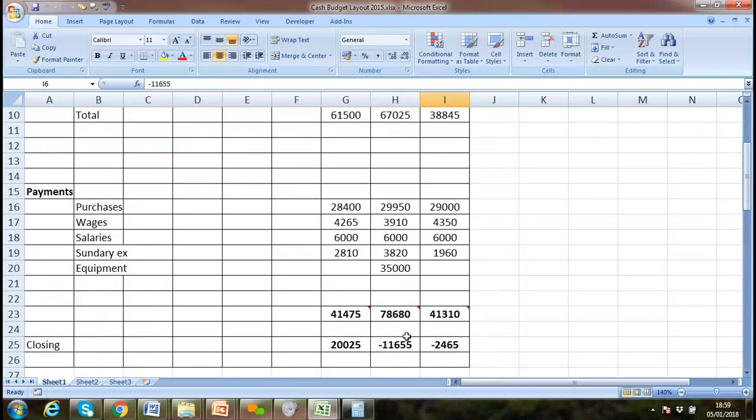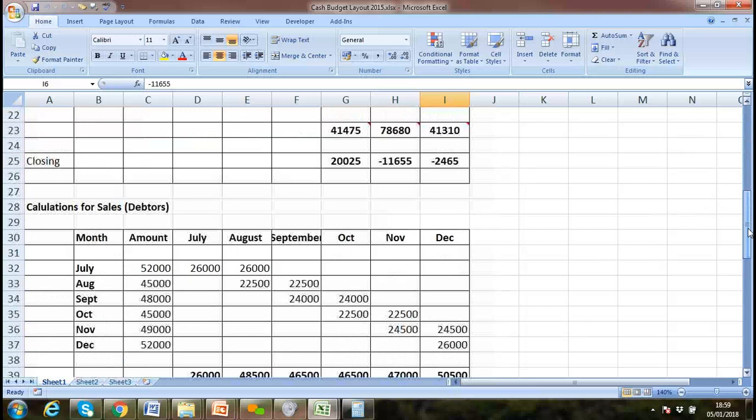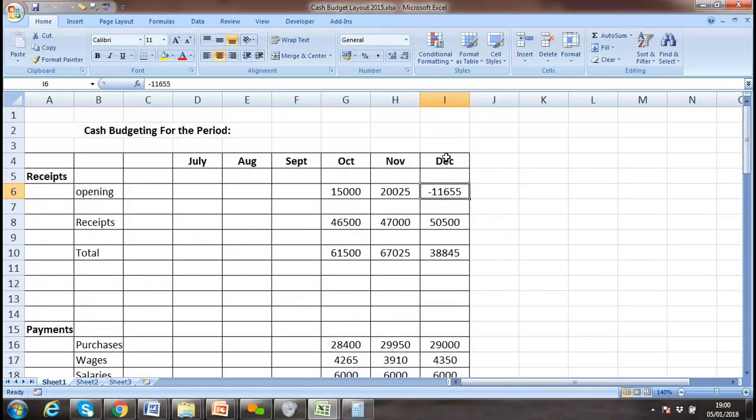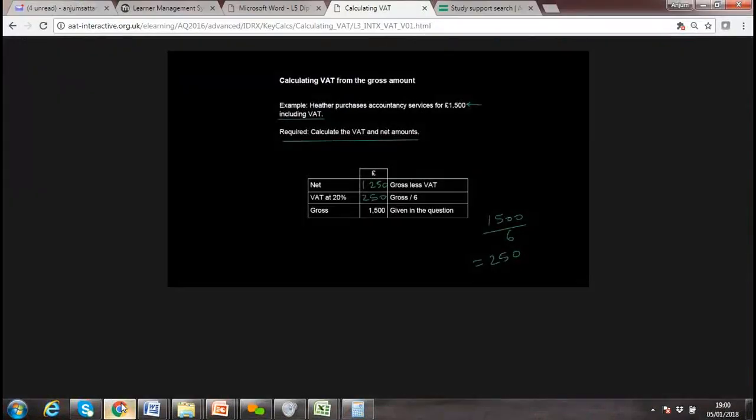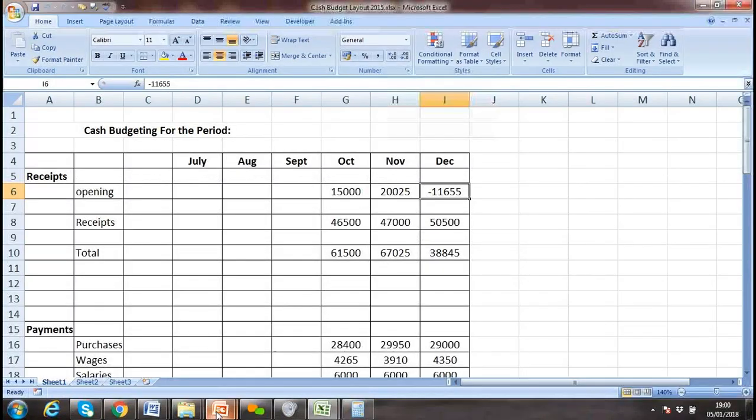You will see the cash closing balance is negative this month. So management accounting, or budgeting, will help us determine how much cash is required, and then we can borrow the money. In hospitality or any business, cash is very crucial. Okay, any questions? No.